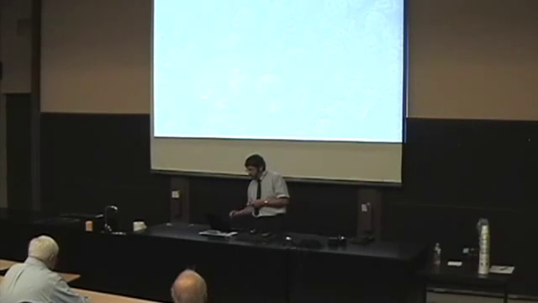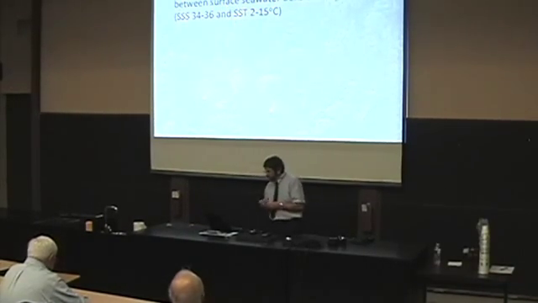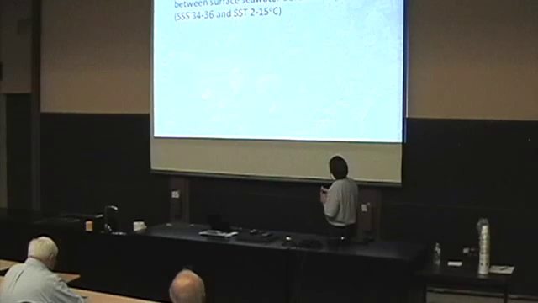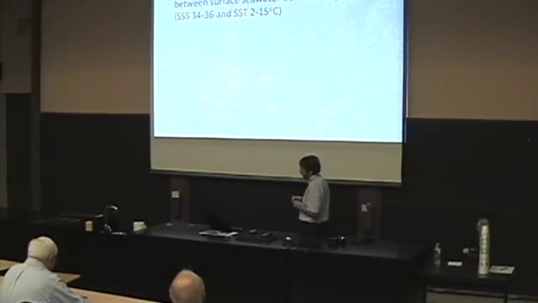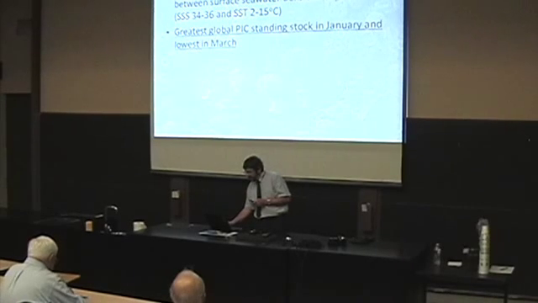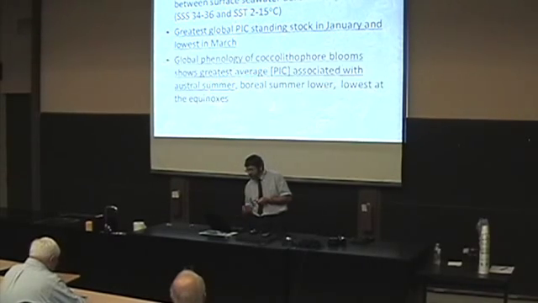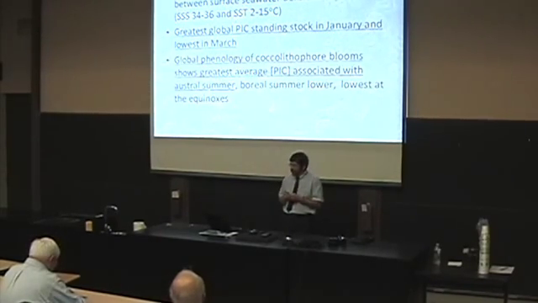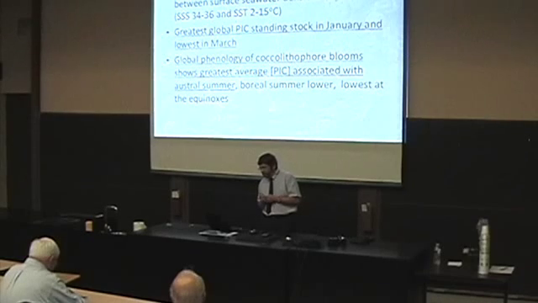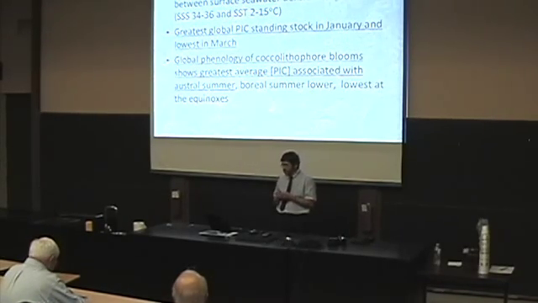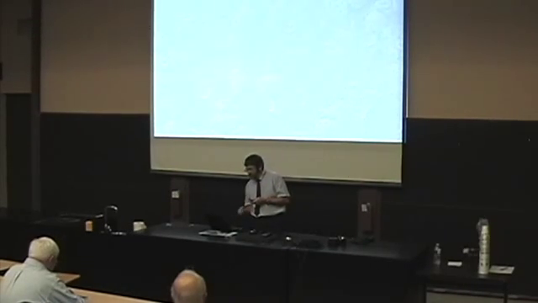More of what we've learned from Howard's list. The highest PIC seen globally is at frontal boundaries between seawater densities, 26 to 27. The greatest global PIC standing stock is found in January and lowest in March. The global phenology, the blooming of coccolithophores, shows greatest average PIC associated with the austral summer. Boreal summer is a bit lower, and lowest at the equinoxes.